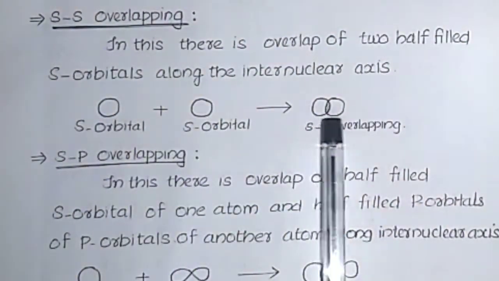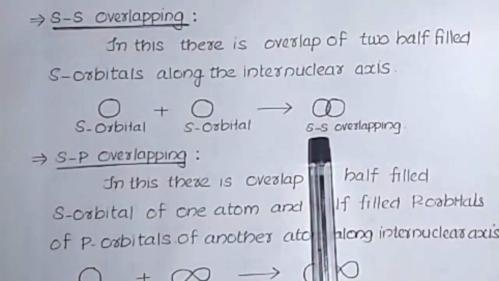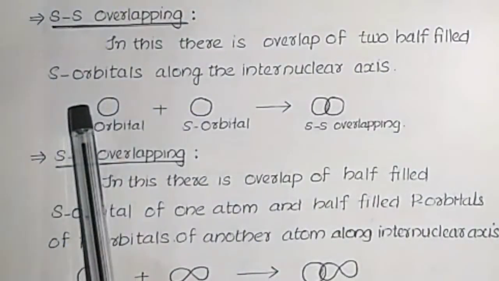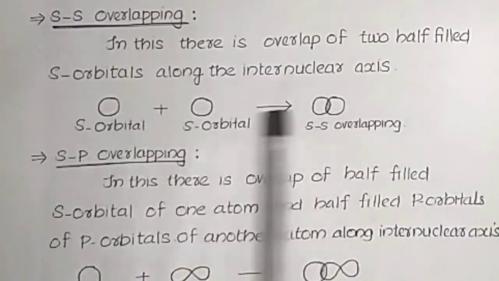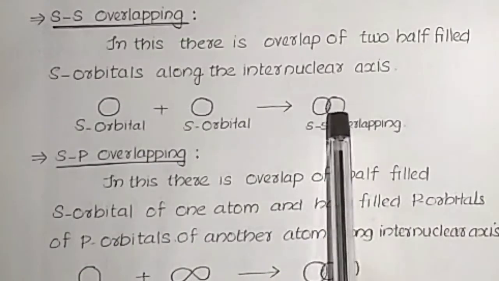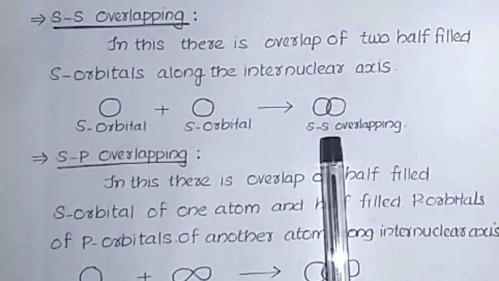You can see here, this type of overlapping is known as SS overlapping. They overlap through the internuclear axis. This is the x-axis. Through this they come closer and overlap here.